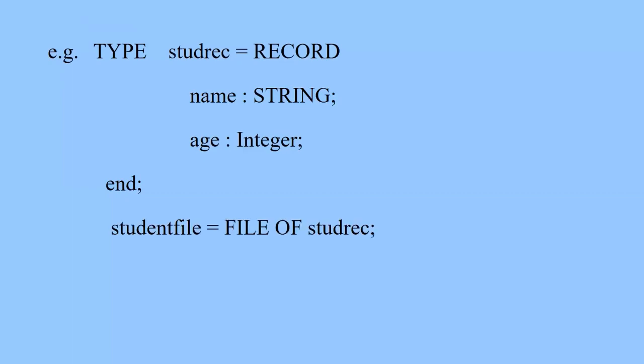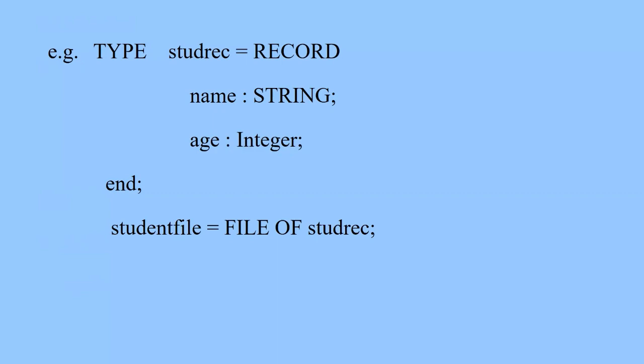For example, type studrec equals record with the following members: name of type string, age of type integer, and then student file equals file of studrec. So file of studrec is of type student file. In other words, student file equals file of student or studrec.